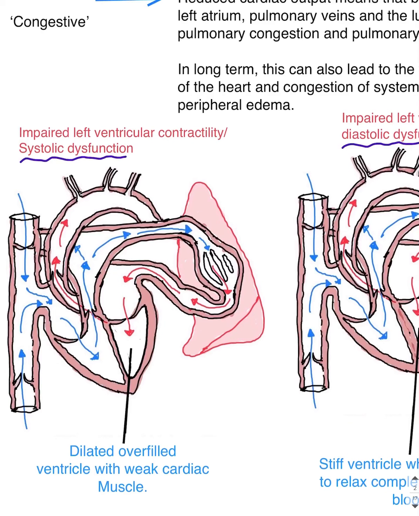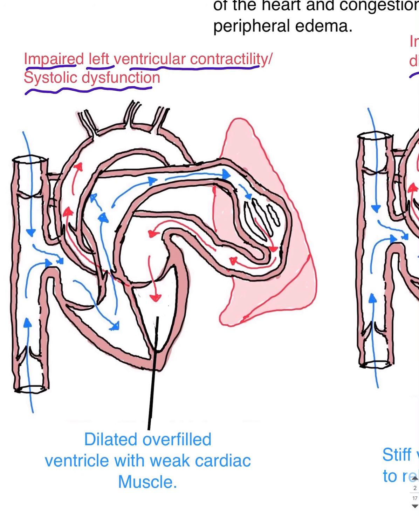In systolic dysfunction, there is impaired left ventricular contractility. So, what happens is that the cardiac muscle within the left ventricle weakens, and the force of contraction, or the contractility, of the left ventricle is reduced. So, the left ventricle is unable to pump sufficient blood into the aorta. We can say that the left ventricle pumps less blood into the aorta.